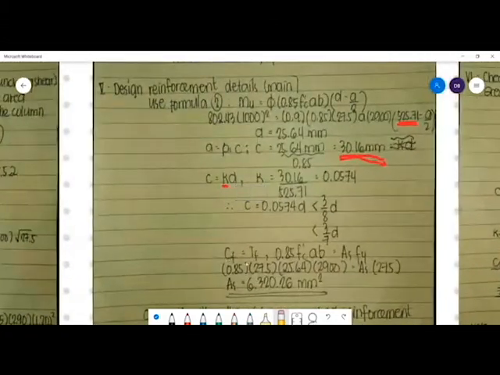C sub F is equal to T sub F. 0.85 F prime of C AB is equal to AS FY. Okay, 0.85, 27.5, 25.64, 2,900. Yung 2,900, that is the base.